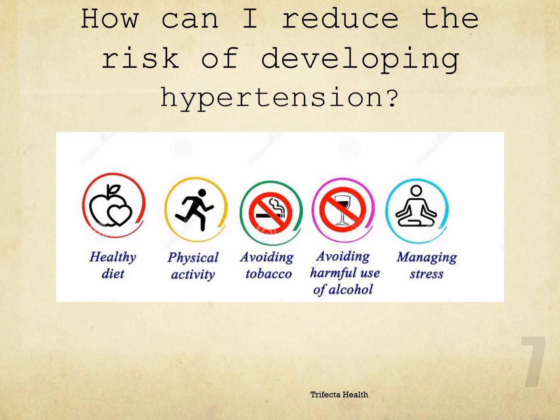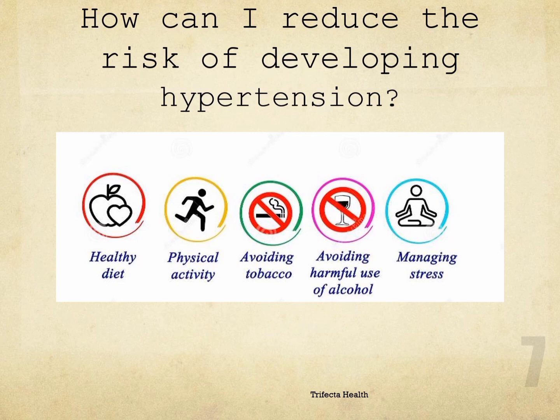Then avoid alcohol. Avoiding alcohol also puts you at a very low risk of developing hypertension. Alcohol does a lot of harm to your body, from destroying your liver to your heart. If you want to stop hypertension, stop the intake of alcohol.